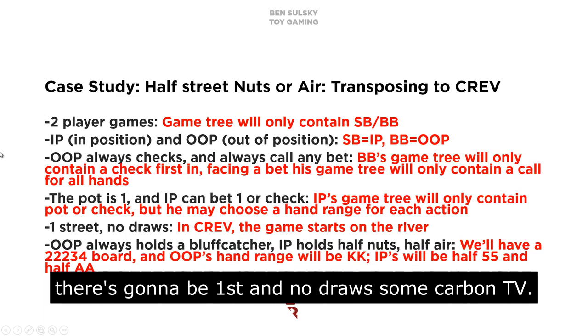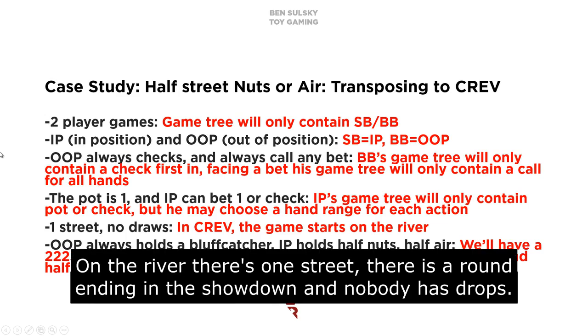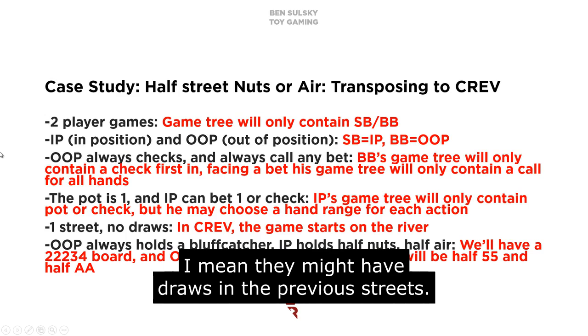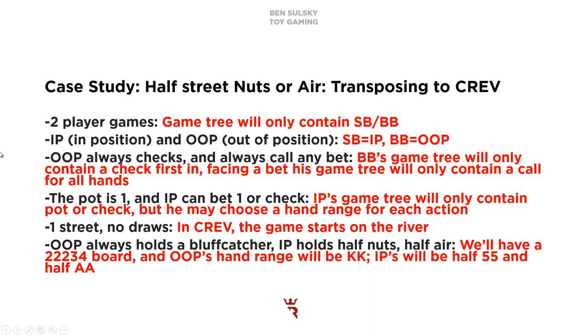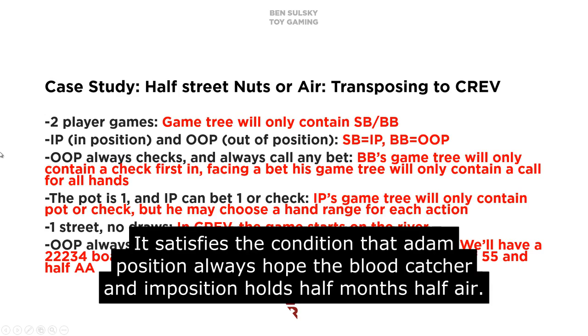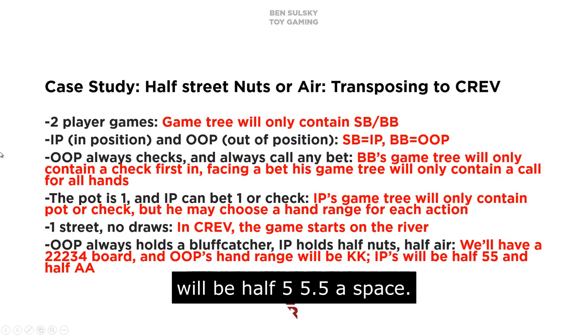And there's going to be one street and no draws. So in CardRunners EV, the game starts on the river. On the river, there's one street, there's a round of betting and then a showdown, and nobody has draws. I mean, they might have draws in the previous streets, but by the time we see the river, they're not draws anymore, they're just hands. It satisfies the condition that out of position always holds the bluff catcher and in position holds half nuts, half air. We'll have a deuce-deuce-3-4 board, and out of position's hand range will be king-king. In position's will be half 5-5 and half ace-ace.